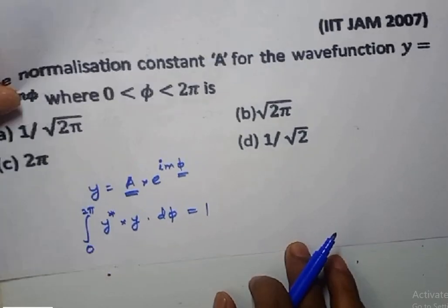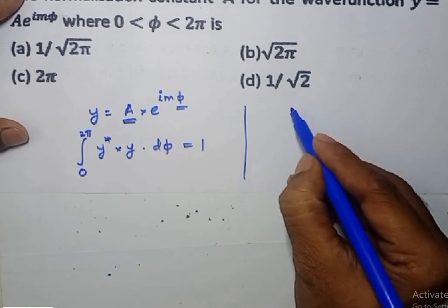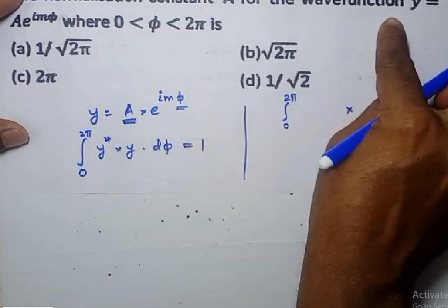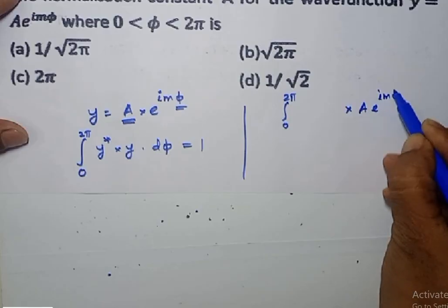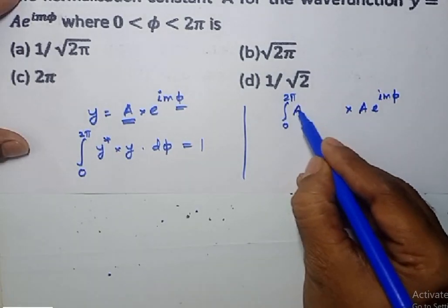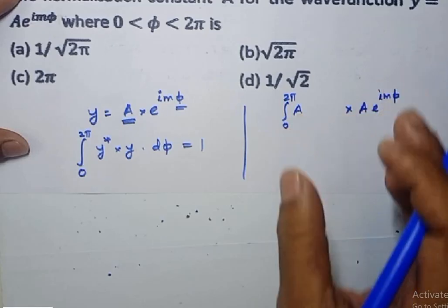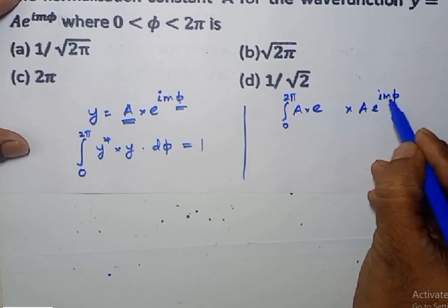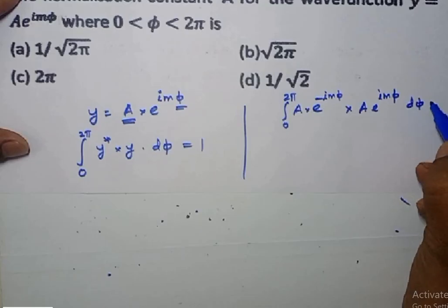Okay, so this is the normalization condition. Now let me use the integral from 0 to 2 pi. Observe carefully. What is psi? Psi is the given function. What is given? A times e power i m phi. Then what is psi star? Psi star is the complex conjugate. Assume that the normalization constant A is not an imaginary number, it's a real number. So in place of plus i m phi, you should put minus i m phi, times d phi, and that should be equal to 1.